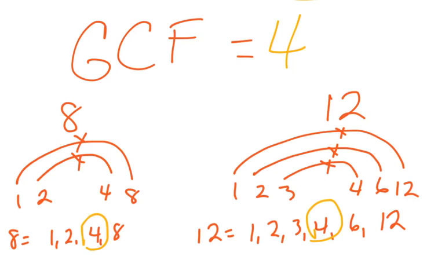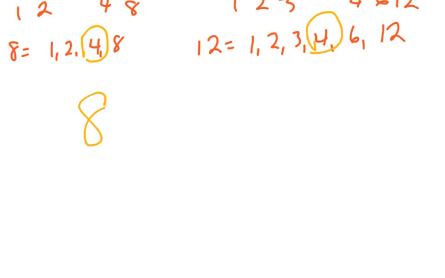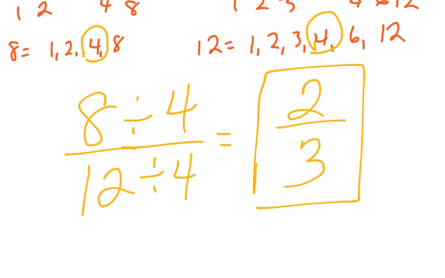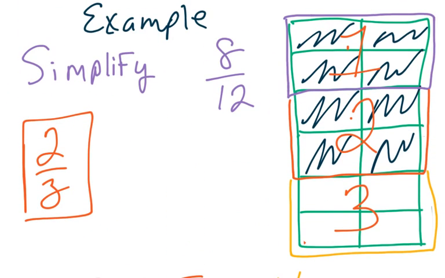So, whatever we do to the top, we do to the bottom. Remember, when we reduce, simplify fractions, we have to divide. So, 8/12. We're going to divide the numerator by 4 and the denominator by 4. 8 divided by 4 is 2. 12 divided by 4 is 3. And we still get 2/3, which matches with what we have up here and matches our picture.